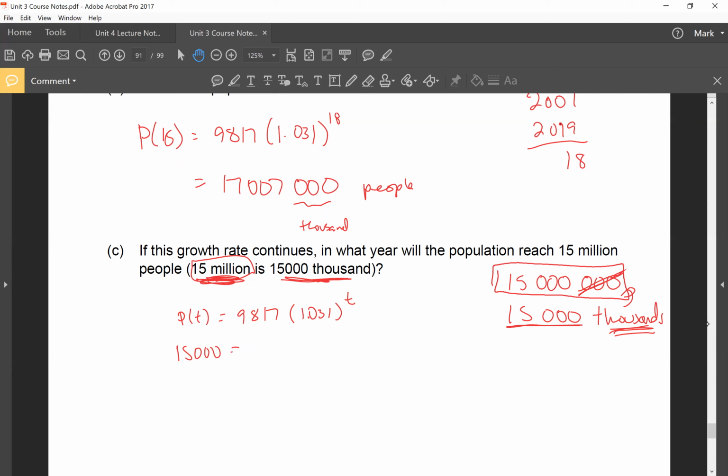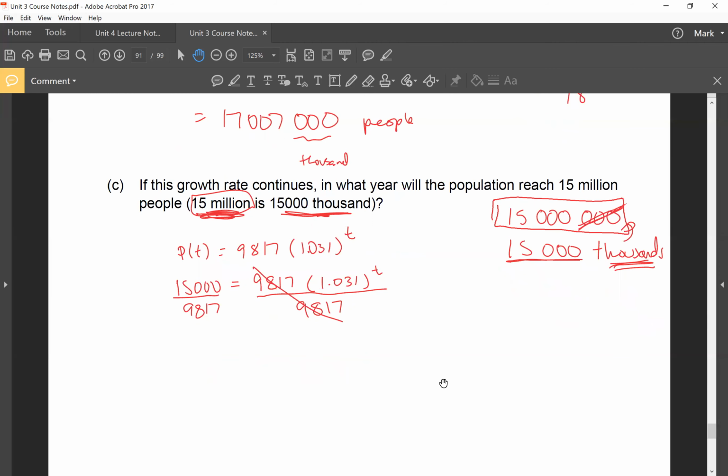So I'm going to put in my number here, 15,000 thousands. So 15 million as thousands equals 9817 times 1.031 to the T. Now, my goal is to get T by itself. So what I'm going to do first is divide each side by this number. I want to isolate the T to get it all by itself. So let's do that on my calculator. So here I get 1.528 equals 1.031 to the power of T.